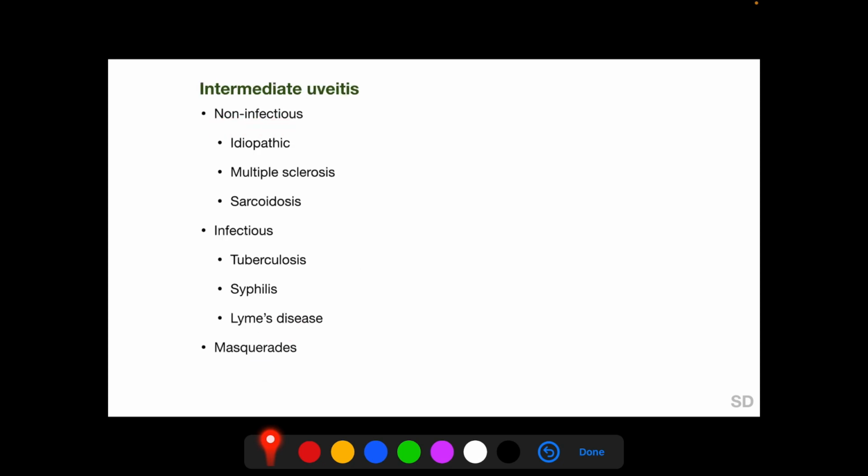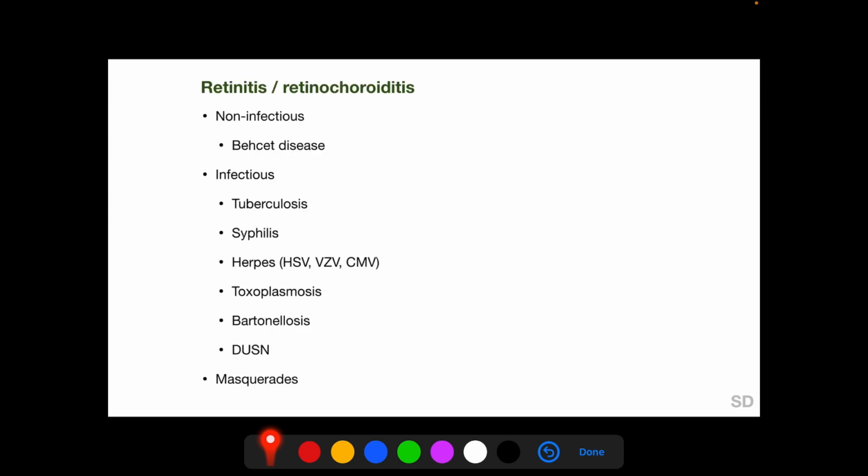Non-infectious entities which may present with intermediate uveitis can be multiple sclerosis and sarcoidosis, but most intermediate uveitis is idiopathic. Infectious entities which may present with intermediate uveitis include tuberculosis, syphilis and Lyme disease. So tuberculosis and syphilis are there in the differential diagnosis of almost all patterns of intraocular inflammation.